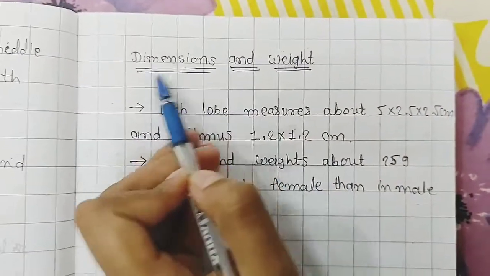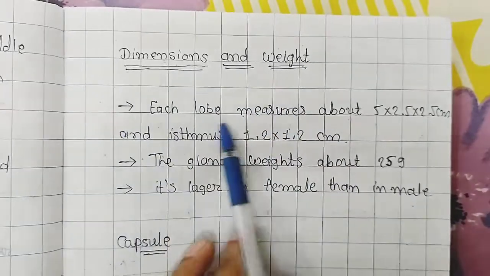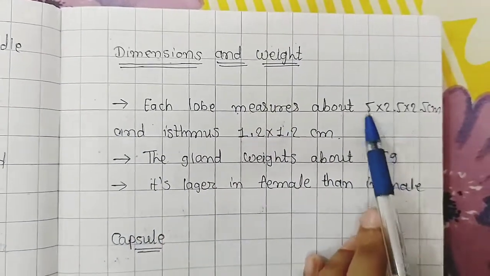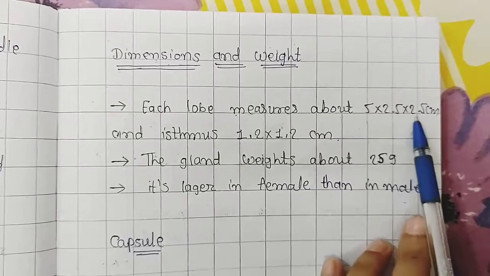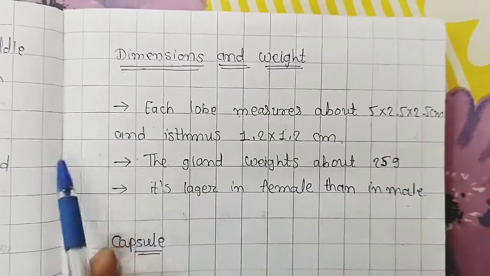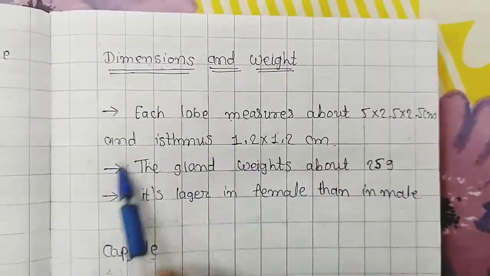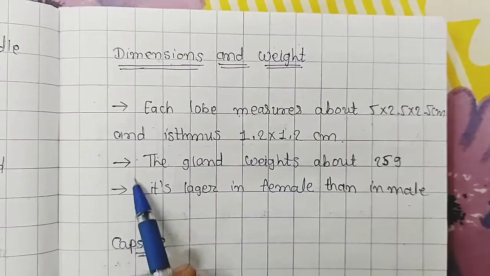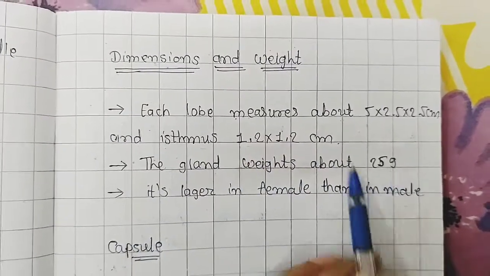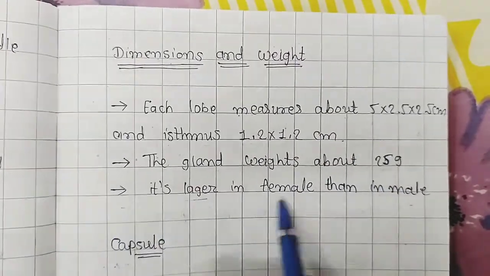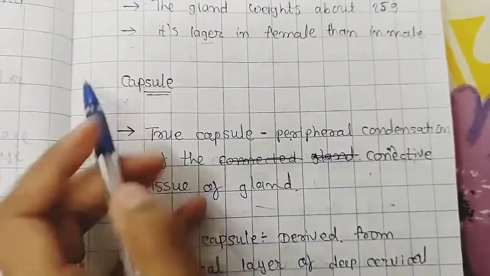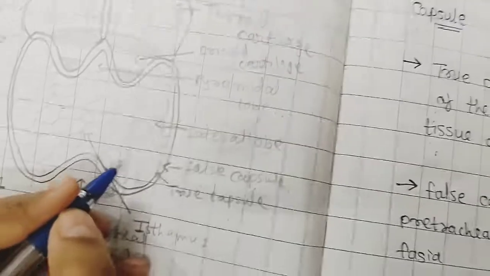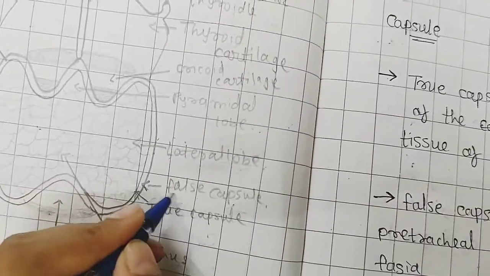Then dimensions and weight. Each lobe measures about 5 by 2.5 by 2.5 centimeters and the isthmus measures about 1.2 by 1.2 centimeters. The gland weighs about 25 grams. It's larger in females. Capsule: the outer one is the false capsule and the inner one is the true capsule.